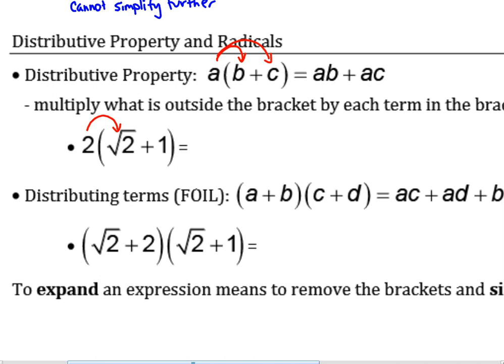It would just be 2 root 2, because you can't put them together. 2 just becomes the coefficient. And then 2 times 1 is 2.